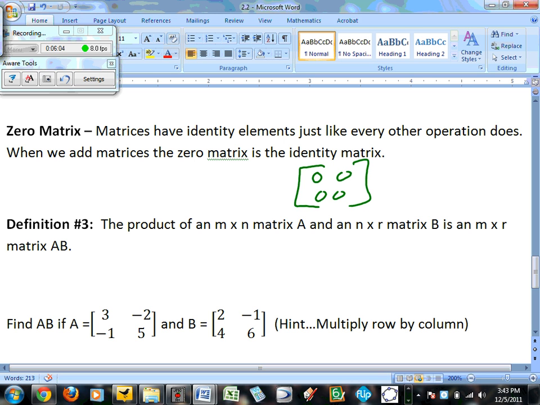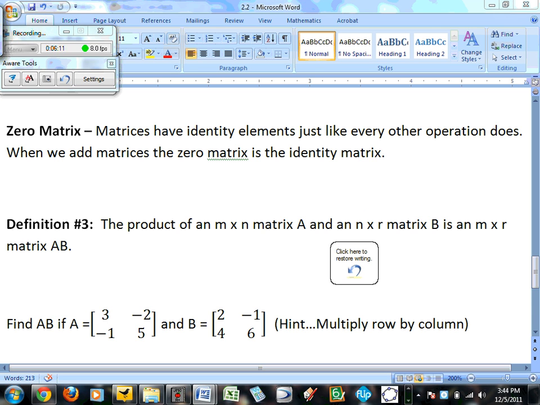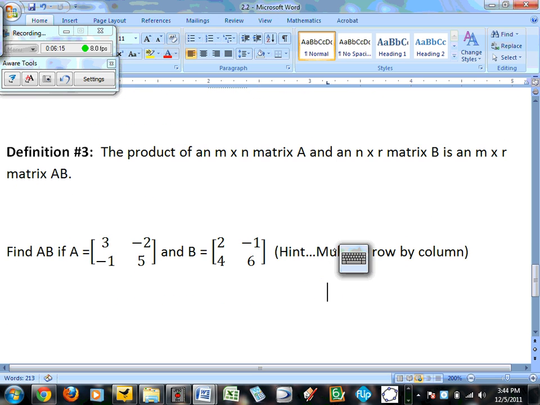Whatever matrix I add to a matrix full of zeros is going to be the matrix itself. So that's what the zero matrix is, and that's the identity for addition. There'll be a different one for multiplication and so forth.